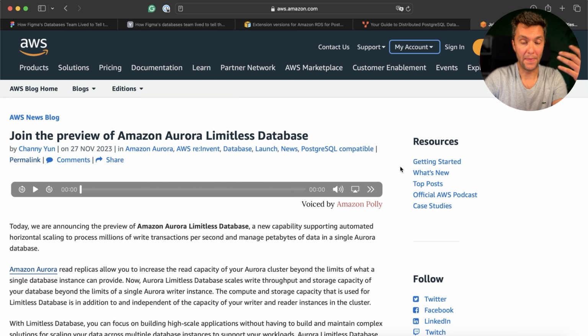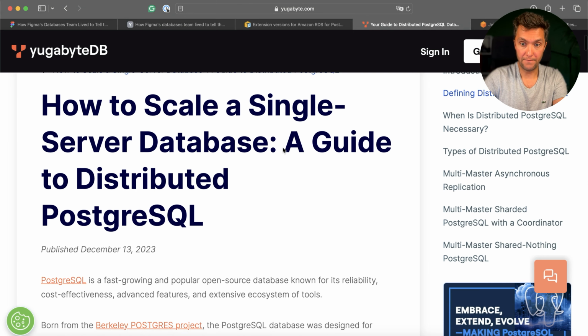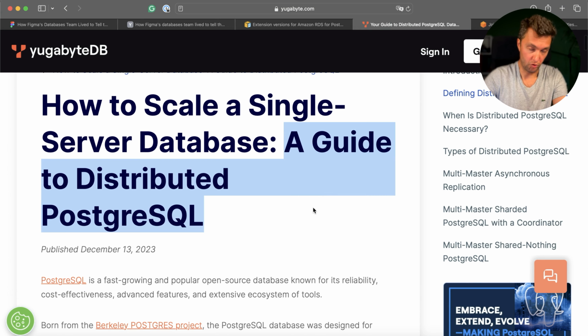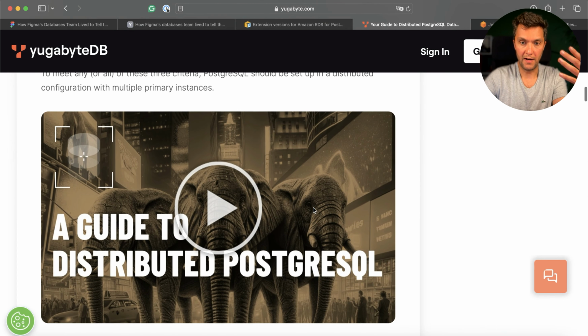Next, let's assume another scenario. Imagine that the Figma team decides to migrate off RDS, and then they will be able to use plenty of other options that exist in the Postgres ecosystem. Last year, I authored an article, A Guide to Distributed PostgreSQL, that gives you various options for making your Postgres scalable and distributed. I'm not going to spend time covering them right now because I have already recorded a detailed video on this topic. Once you finish watching this video, just continue watching this guide to get more insights.